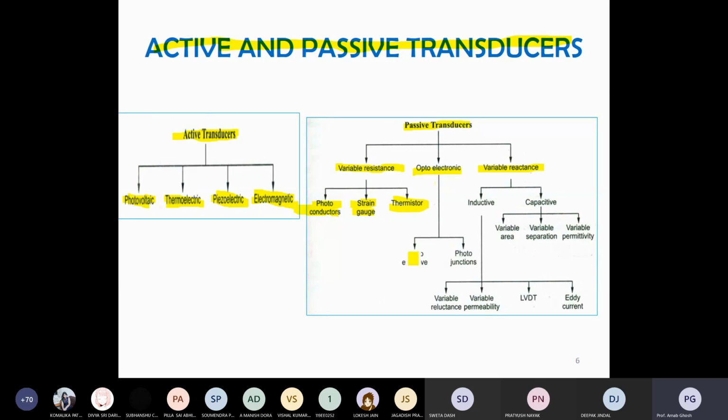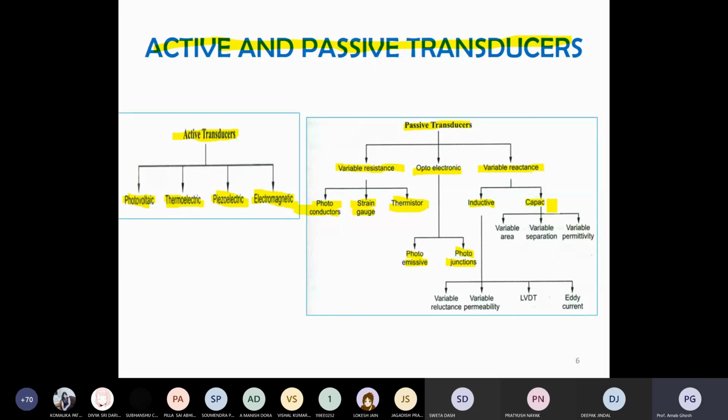Then optoelectronics means photoemittive and photojunction devices, like the photoemittive diode and photojunction diode. I think all of you have heard about it. Then variable reactance means inductive and capacitive. Take your mobile smartphone: initially it was resistive, and then capacitive, about 10 years back, 2010, 2011, when Sony first brought the smartphone to India.